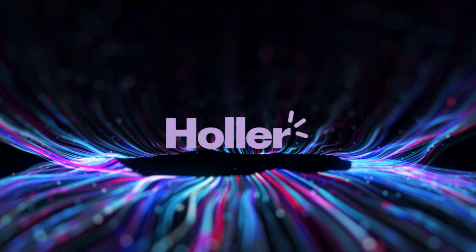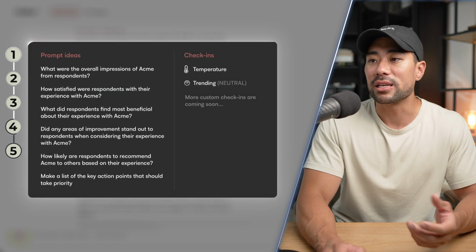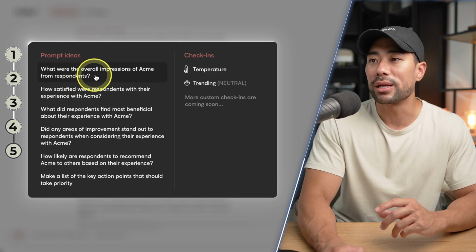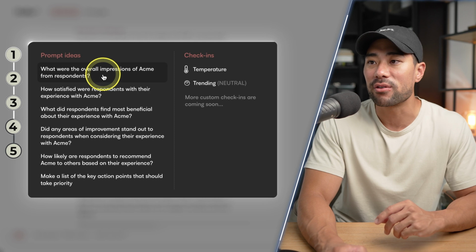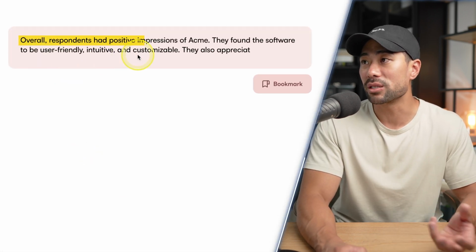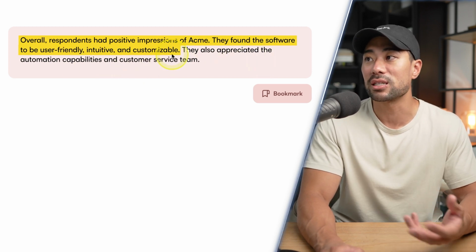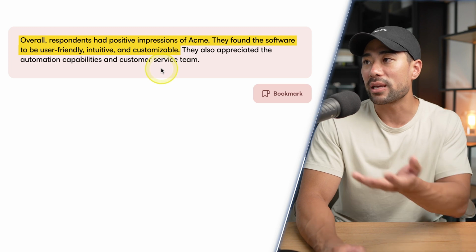Now, this is where AI is integrated into Holler. If you look right here on the left corner, you can see prompt ideas such as, what were the overall impressions of Acme from respondents. So let's try that out. And it says overall respondents had positive impressions of Acme. They found the software to be user-friendly, intuitive, and customizable. So it's quite specific and detailed.